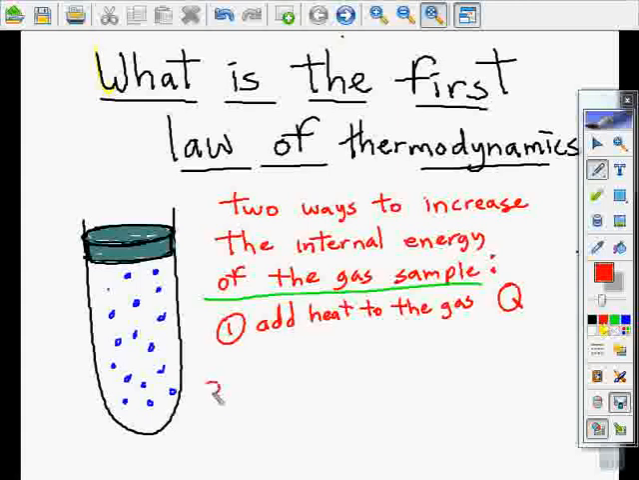The second way is to do work on the gas. If you were to come over here and push down on that piston, that would require work. And by squeezing those suckers down, that would actually increase the average kinetic energy, temperature would go up, and there would be an increase in the overall internal energy. So, second way, do work on the gas.